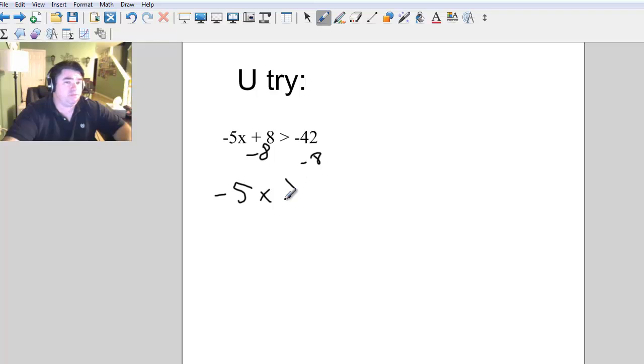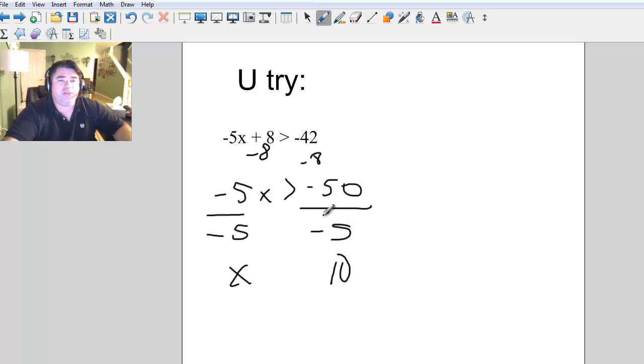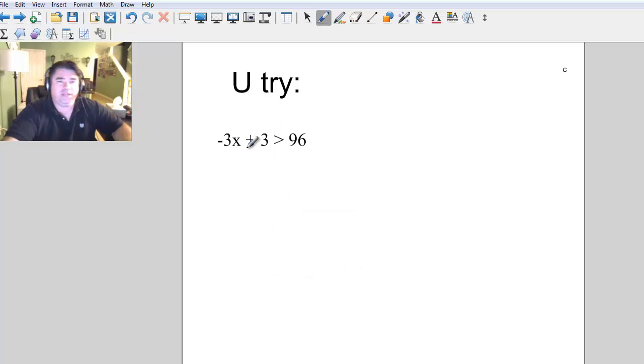Sign stays for the moment. Negative 42 minus 8, don't forget, is negative 50. Then, instead of times negative 5, excuse me, divide by negative 5. Divide by negative 5 over here. And you get a positive 10, and now because you switched from a negative to a positive, the sign switches as well. So now it's x is less than 10. Try another, you try.